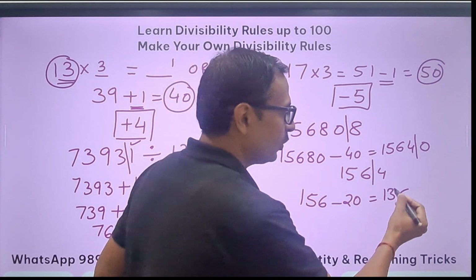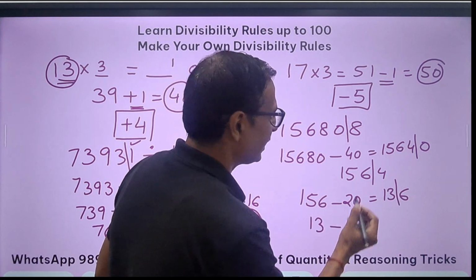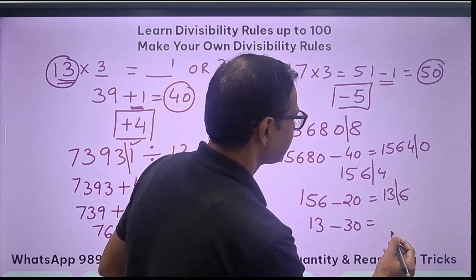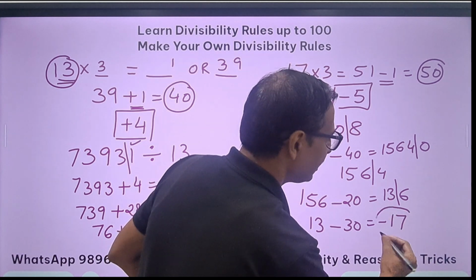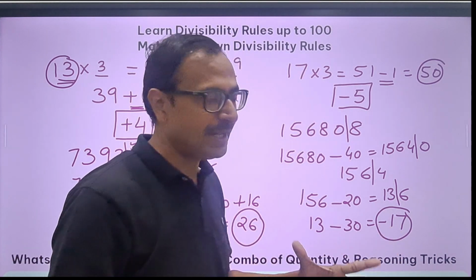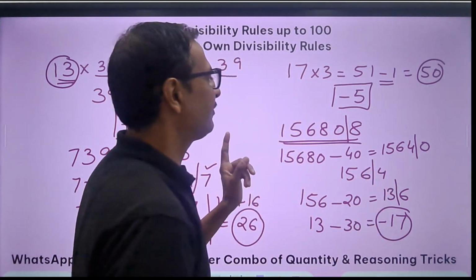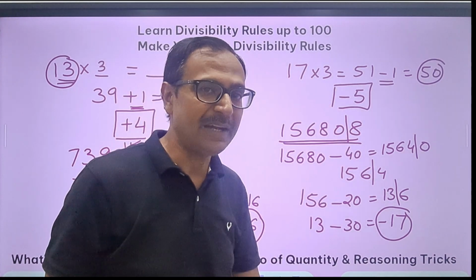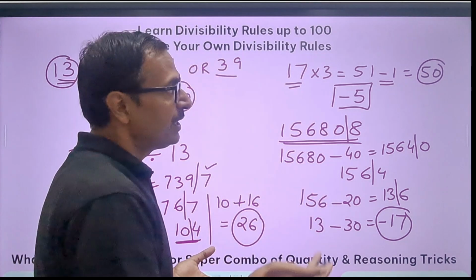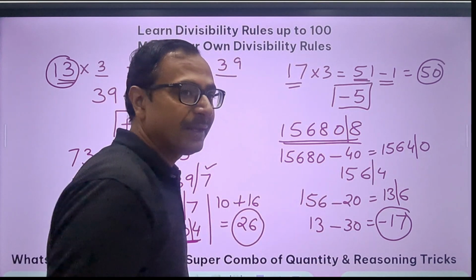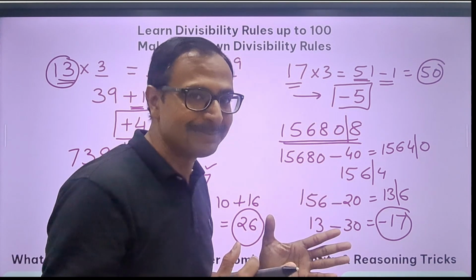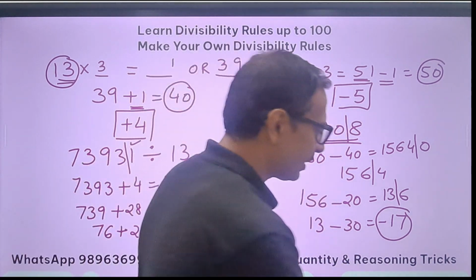If you don't know, just separate out once more. 13 minus 5 times 6, 30, is what? It is minus 17. And see, even if you get a negative number, 17 is divisible by 17, right? And that proves that the entire number 156808 is divisible by 17. Can you tell me the other oscillator for 17 in the chat, in the comment box here? Because I have taken the number ending in 1. Can you take the number ending in 9 and tell me what will be the oscillator for 17? Okay, try that. I'll review the comments.